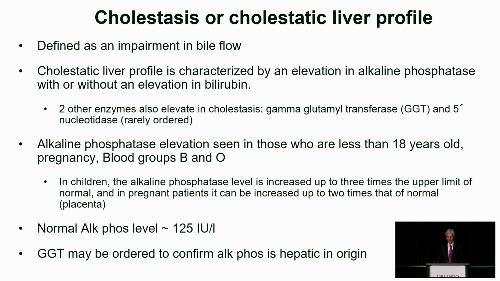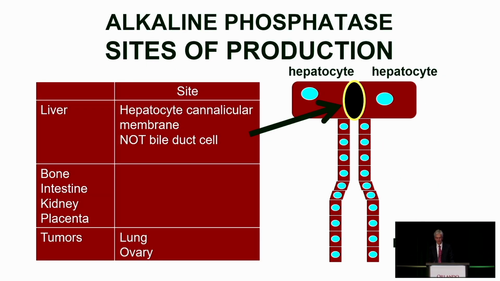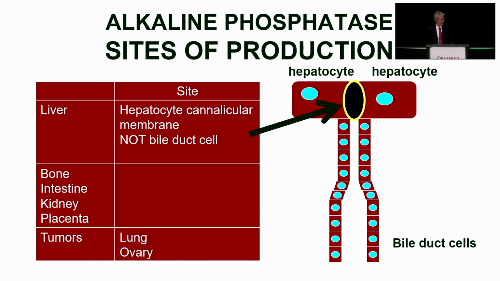and typically defined by an elevation in alkaline phosphatase level, which you can confirm with a GGT or very rarely a 5' nucleotidase. There are some alk phos levels that will go up in those that are less than age 18 because of bone growth. Also pregnancy, and then blood groups B and O can also be associated with a slightly increased alkaline phosphatase level. Remember this, and we have all these world-famous biliary endoscopists here, the alkaline phosphatase comes from the canalicular membrane of the hepatocyte, not the bile duct cell.